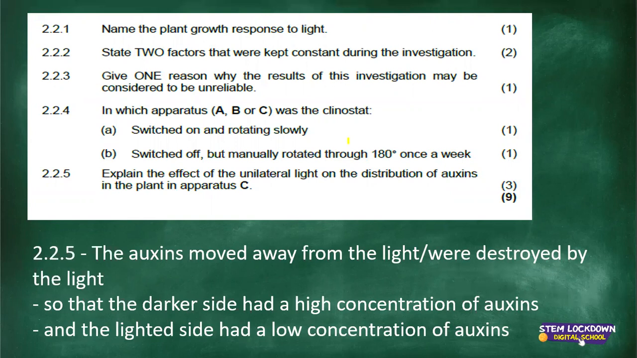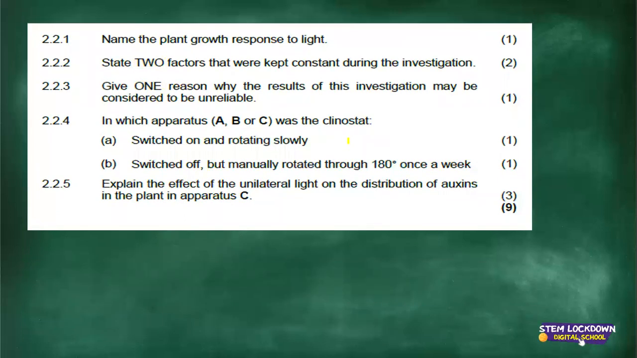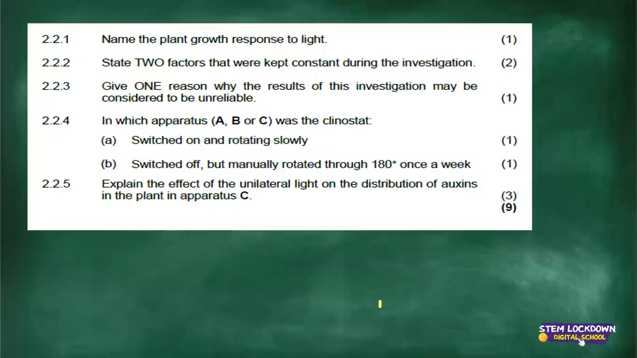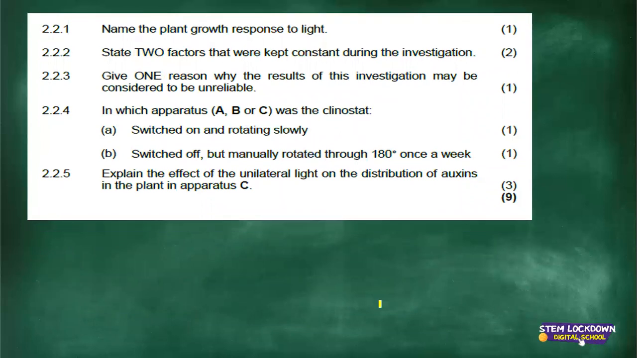Remember, auxins will move away, so that the darker side will have a high concentration of auxins. Then the process of elongation happens. The lighter side has a low concentration, so it will bend. Then the shoot will face the light. That bending there is because of this effect of auxins. You could see it happened, but as soon as it was switched back on, it continued the confusion.